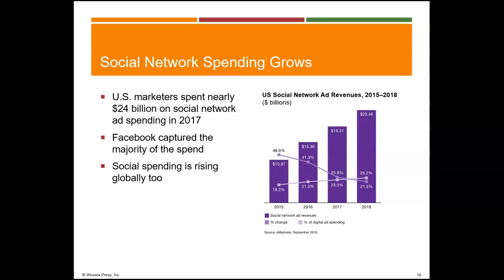So social network spending grows. In 2017, US marketers spent nearly $24 billion on social networks. It has gone up right now. Facebook captured the majority of the spend. Social spending is rising globally too. So Facebook may have captured it in 2017, but flash forward 7 years, we know that not only Facebook is taking over. We have TikTok, we have IG, and we have other various social networks. Even YouTube has become more popular than it was in 2017.